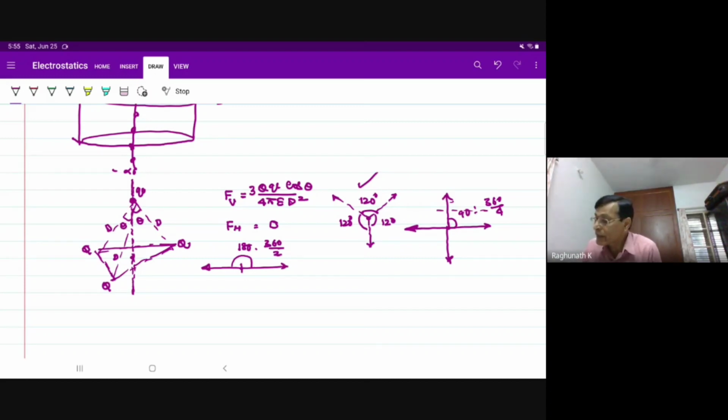Please check whether you are comfortable with this statement or not, because of which any charge Q kept at the vertex of this triangular pyramid experiences 0 force in the horizontal direction. In the vertical direction, each force will contribute capital Q, small q, cos theta by 4 pi epsilon d squared. It is not 3 times the horizontal component of each force, because they are separated by 120 degrees each.